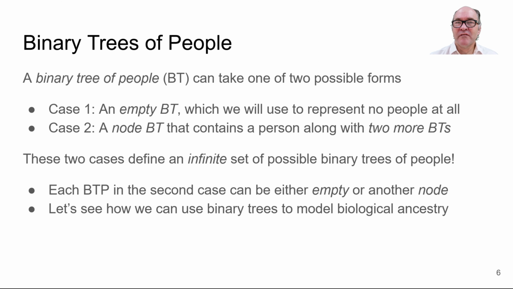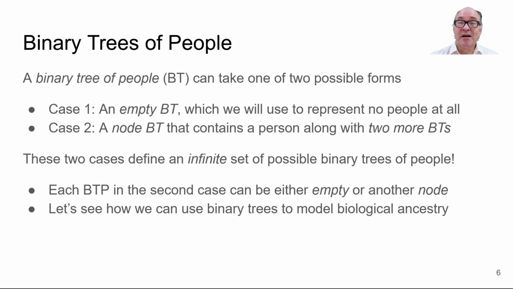So a binary tree of people can take one of two possible forms, and that's it. There are two possible cases. I'm going to define this set using two possible cases. I'm going to tell you there's two possible forms. There's two possibilities for what it means to be a binary tree of people. The first case is that a binary tree of people is an empty binary tree. And we're going to use an empty binary tree to model a situation in which there are no people at all. And there's only one other possibility.